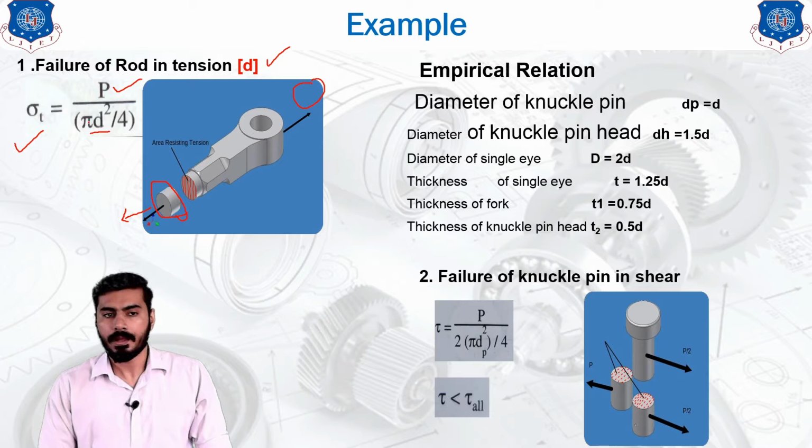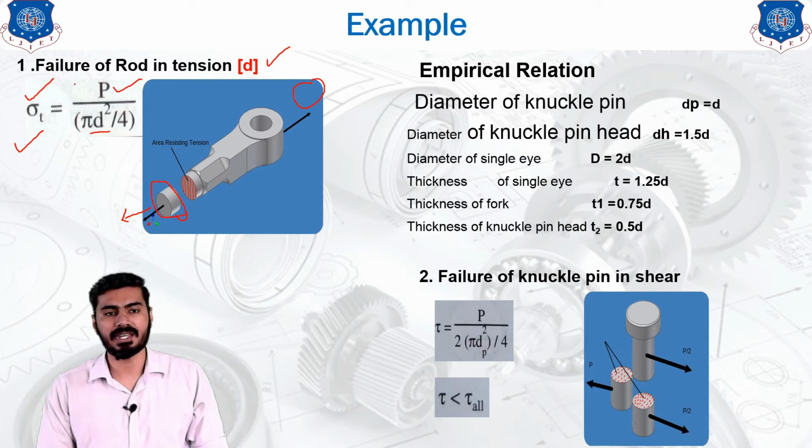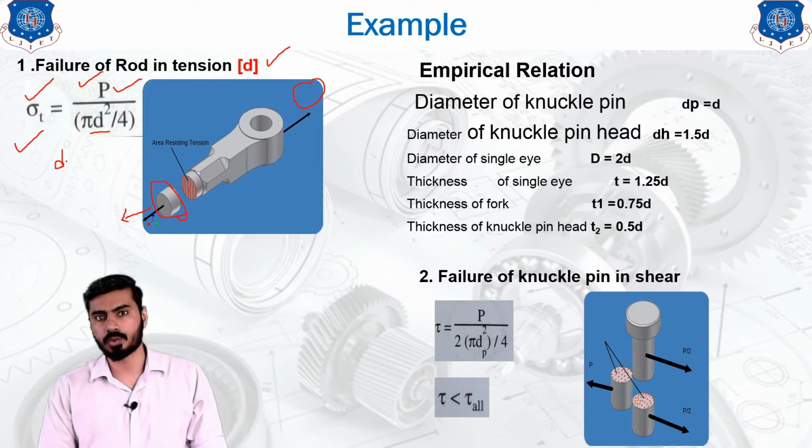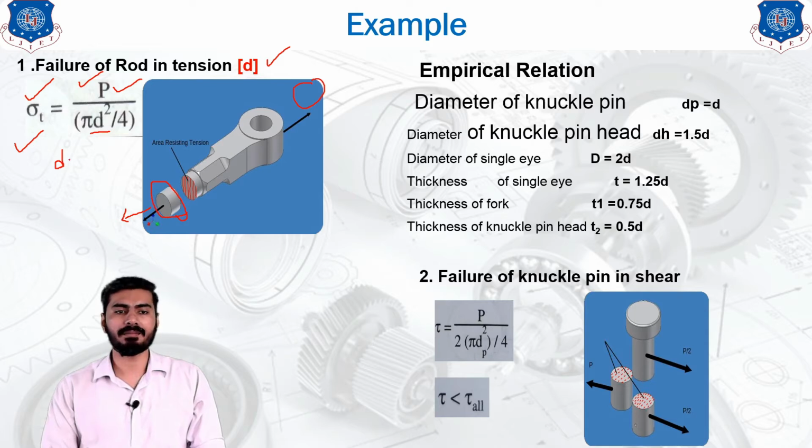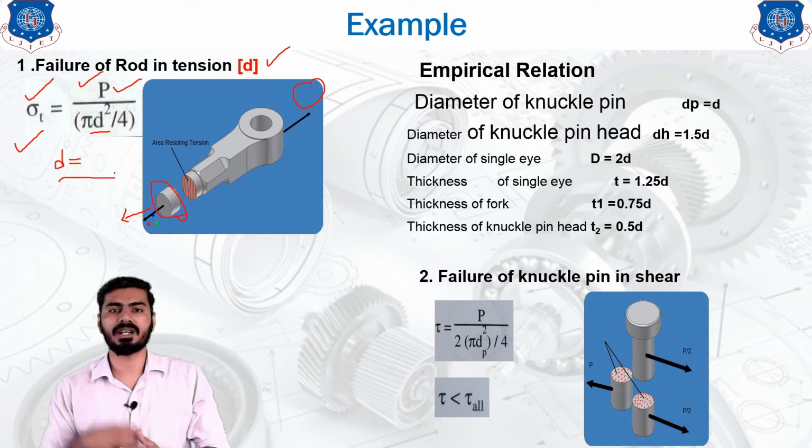From this equation, you will find the values of sigma T and P from the given data of the example, and the only unknown in this equation will be d, which can be calculated using your calculator. So you can easily calculate the diameter d, and this diameter will be converted into the standard diameter as per the procedure.